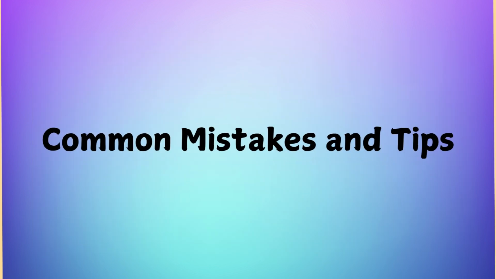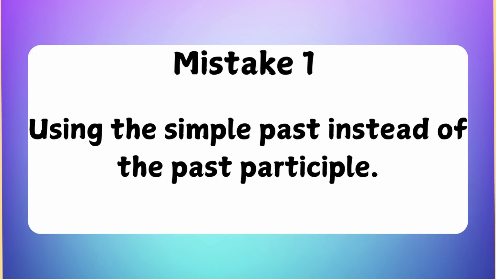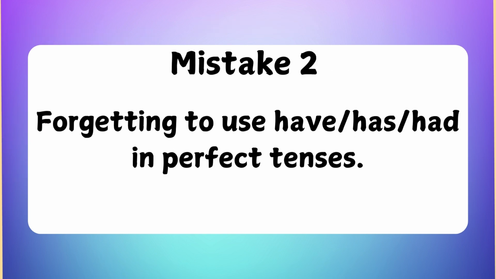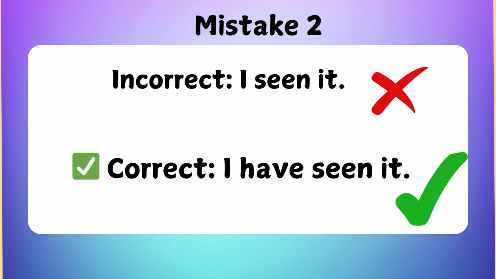Here are some common mistakes to avoid when using past participle. The first one, using the simple past instead of the past participle. It is incorrect to say I have went to the store. The correct one is I have gone to the store. Another mistake is forgetting to use have, has, or had when speaking in the perfect tense. Instead of I seen it, you say I have seen it.